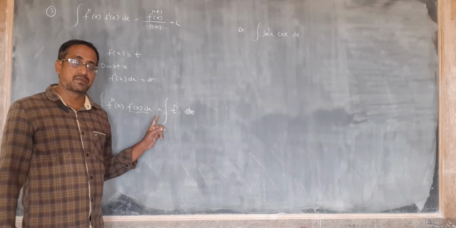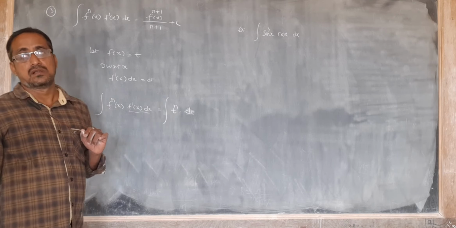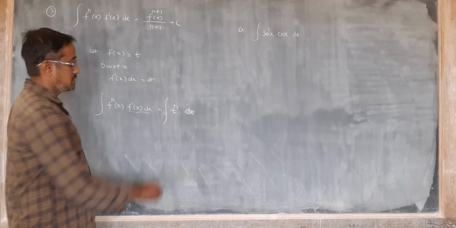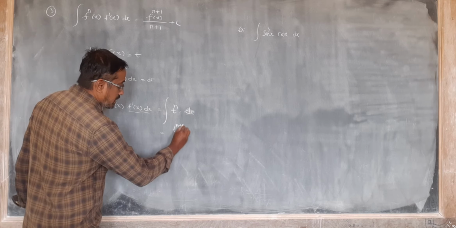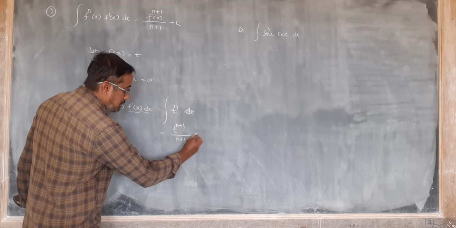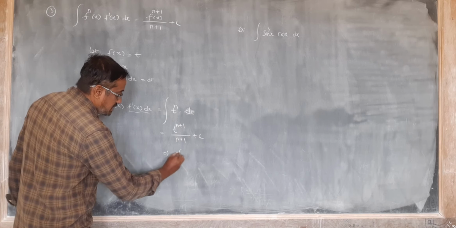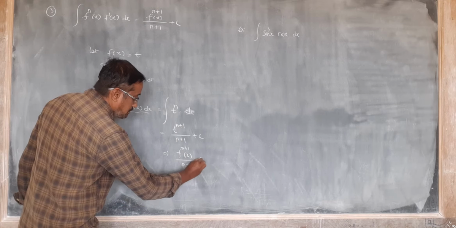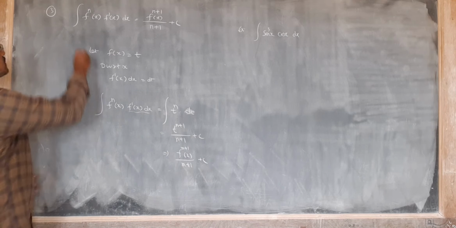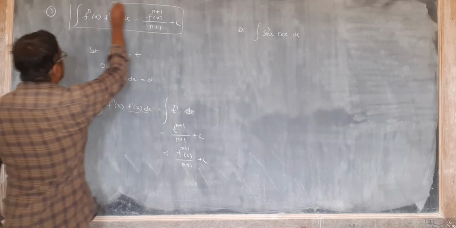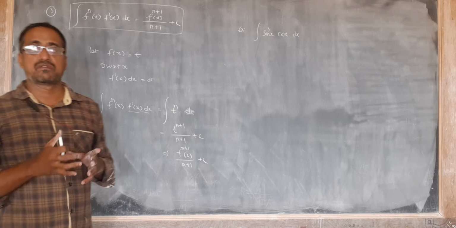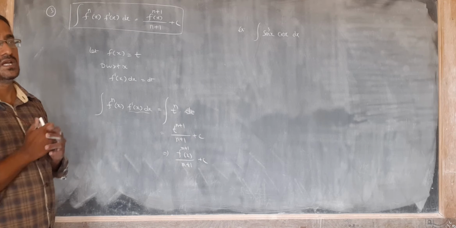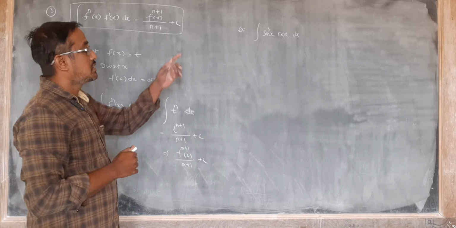Now this is of the form integral x power n dx. What is integral x power n dx? x power n plus 1 by n plus 1. So you will get t power n plus 1 by n plus 1 plus c, where t is f of x, so f power n plus 1 of x by n plus 1 plus c. This is important. So if the given function is integral f power n of x into f dash of x, the result will be f power n plus 1 of x by n plus 1 plus c. Now let us see one example.